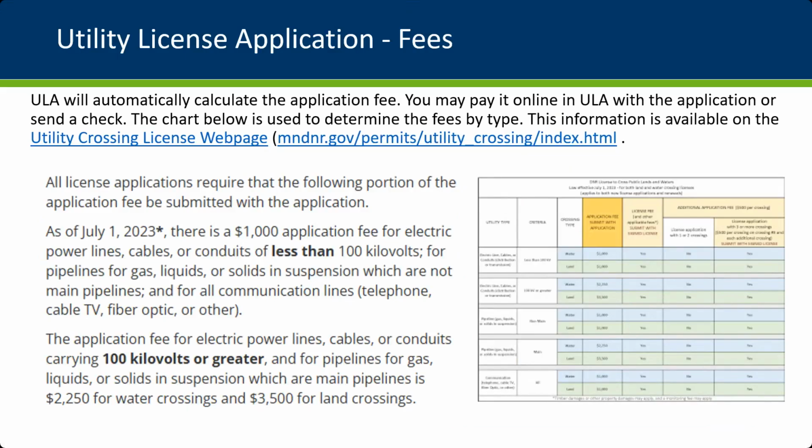The application fee, which is required for all applications, will be automatically calculated in ULA and can be paid online or a check can be sent. The fastest method will be an online payment. The fee chart can be found on the Utility Crossing License webpage.